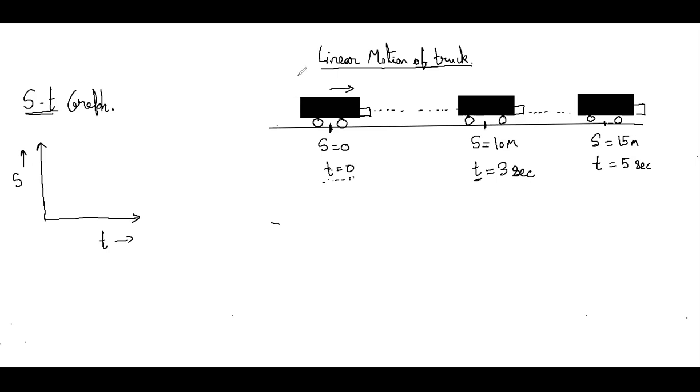Now this is the real thing. This is what is happening in reality. The truck is moving in a particular direction. Now what does the graph do? The graph represents this entire motion. So the job of the graph is to represent the entire motion in a very simple form.